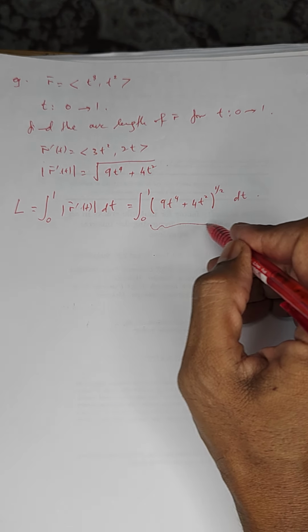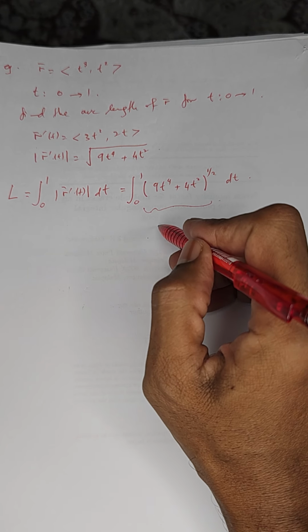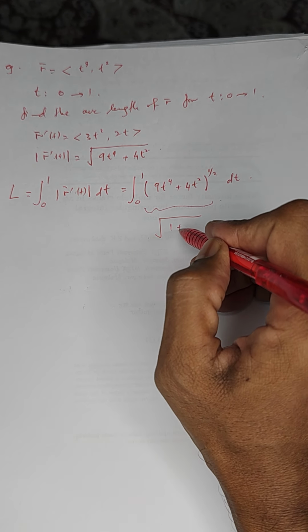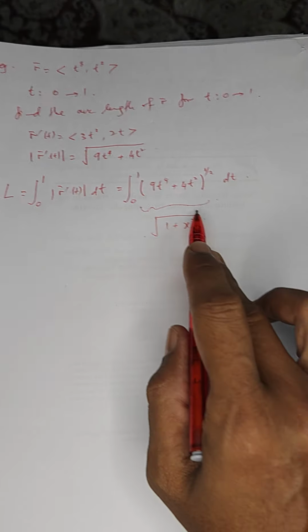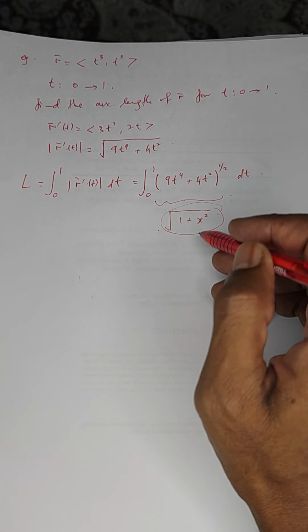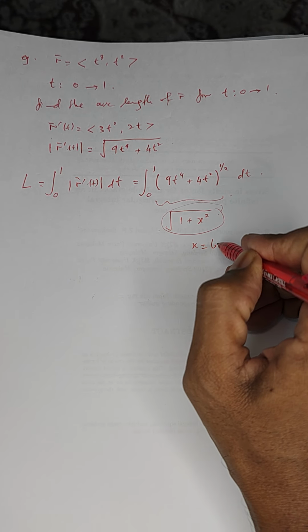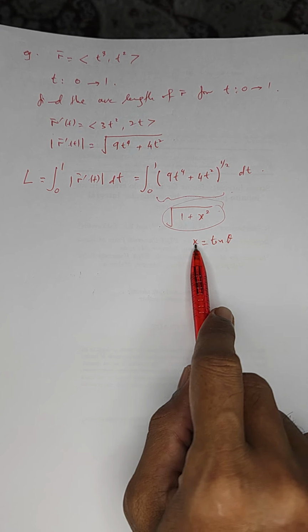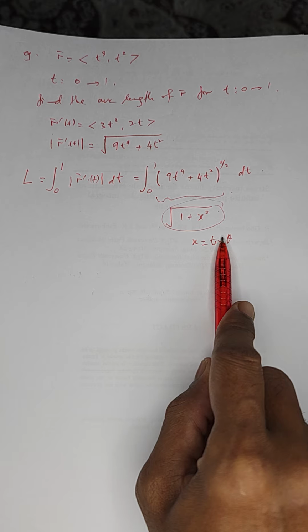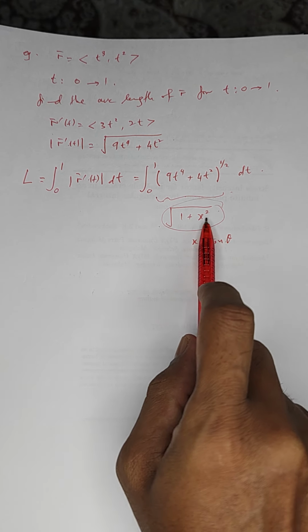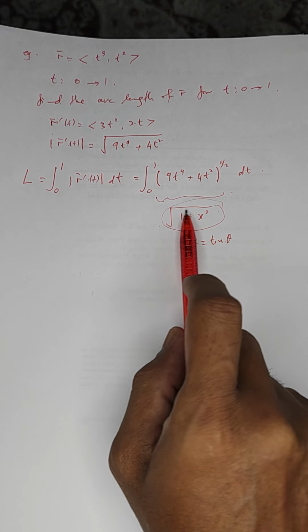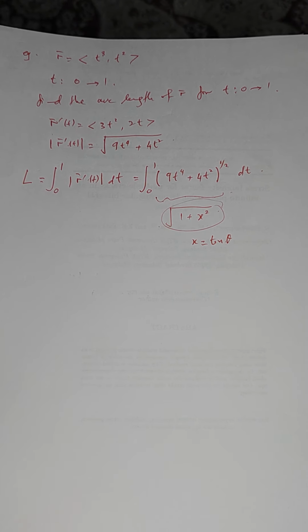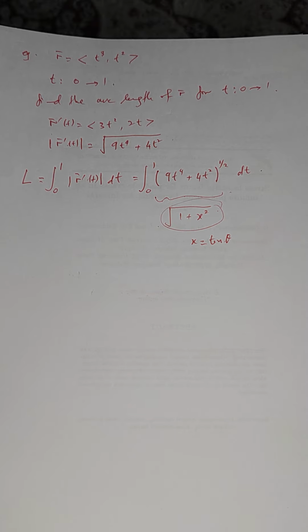If you can write this as something like the square root of 1 plus x squared, then we can use the substitution x equals tangent theta. Why? Because x squared becomes tangent squared theta, and then 1 plus tangent squared is secant squared, and the square root of secant squared gives you secant theta. So let's do that.